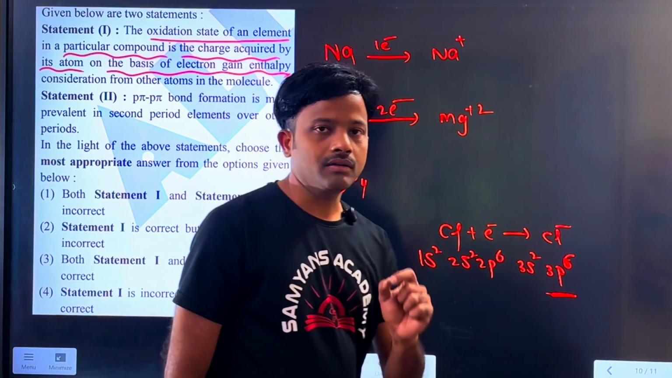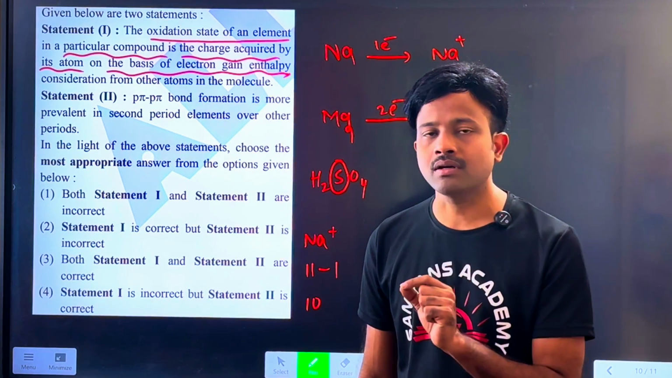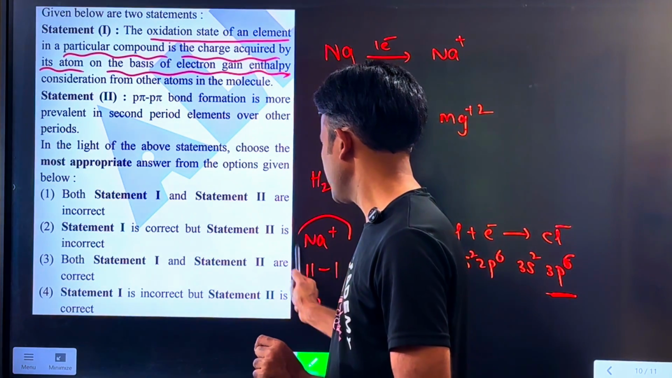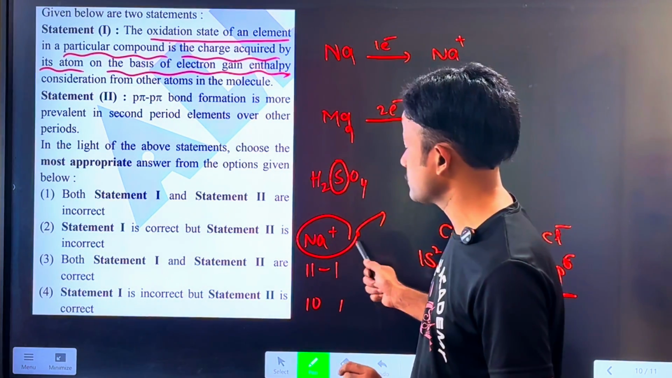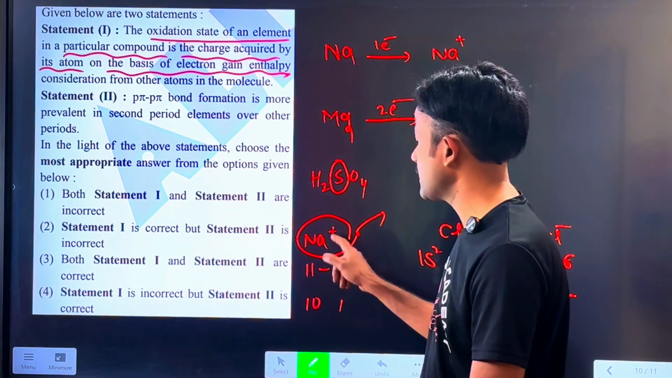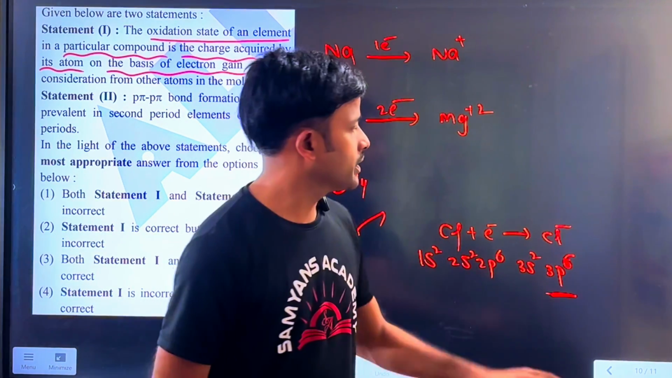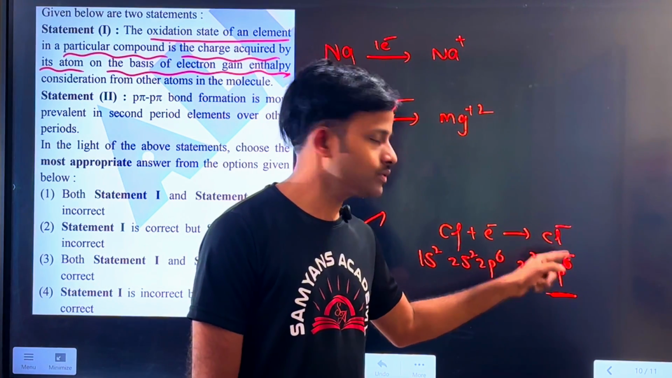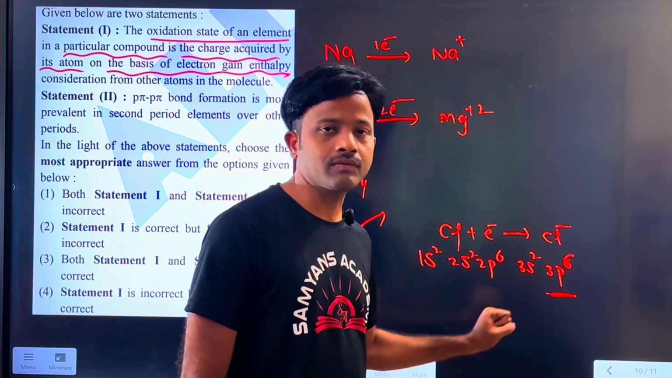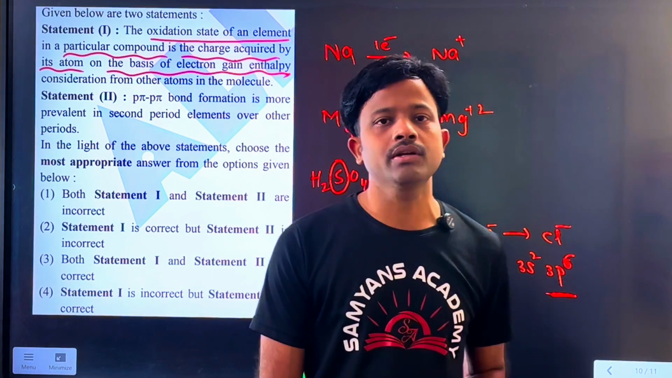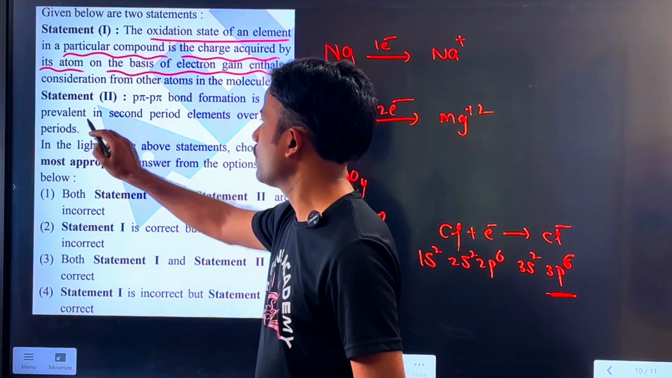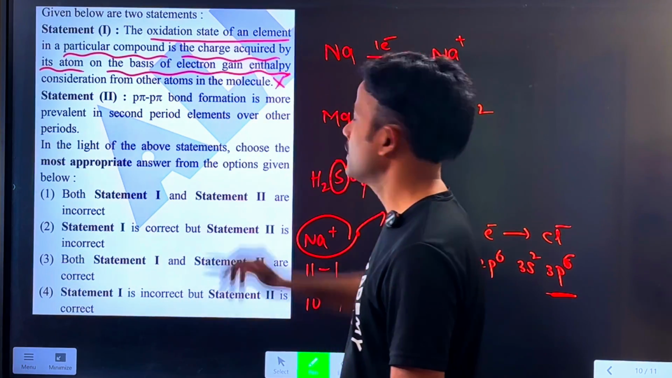The oxidation state depends on the valency of the atom. Here we can discuss how sodium takes +1 charge. Why? Because to get the stable configuration, it has to lose one electron. Why does chlorine get a negative charge? Because to get the filled configuration, it has to gain one electron. It is based on the stability of the atom, not on electron gain enthalpy. So is it correct? No. Statement 1 is not correct.